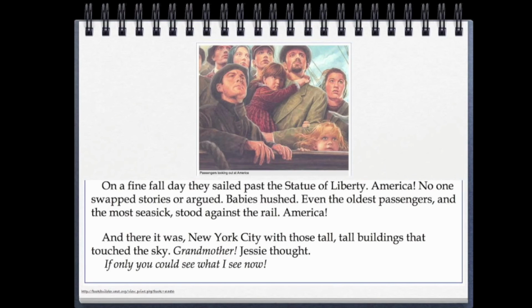Okay, let's keep reading. I've skipped a few pages that describe Jessie's journey so that we can read about her arrival at Ellis Island. On a fine fall day, they sailed past the Statue of Liberty. America! No one swapped stories or argued. Babies hushed. Even the oldest passengers and the most seasick stood against the rail, America! And there it was, New York City, with those tall, tall buildings that touched the sky. Grandmother, Jessie thought, if only you could see what I see now.